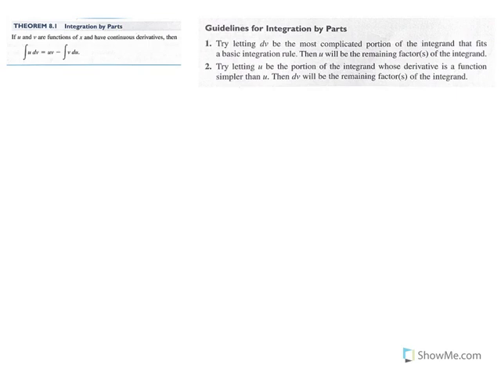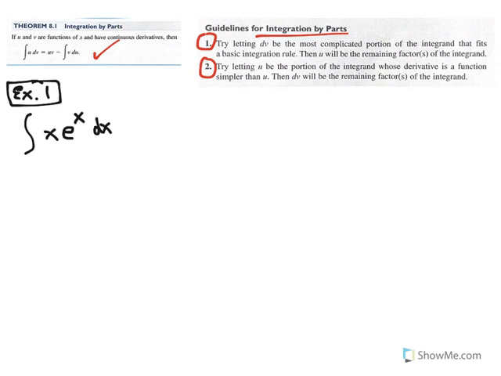So theorem 8.1, integration by parts, we just developed it, so we know where it comes from. So these are guidelines for applying the integration by parts formula. These are some general guidelines that we can try when we're looking at a particular problem. So let's look at an example and then we'll see how to apply these guidelines. So here we have example 1 from section 8.2 of the textbook. And we're going to take a look at how to apply the integration by parts formula.